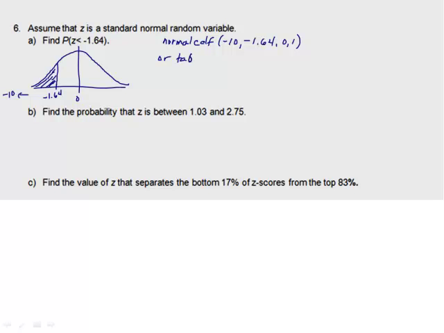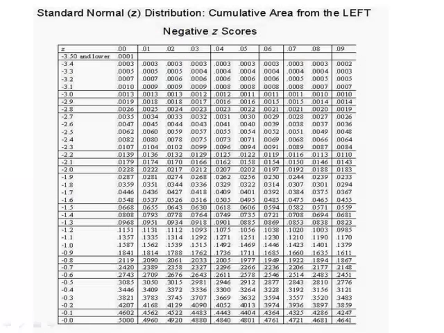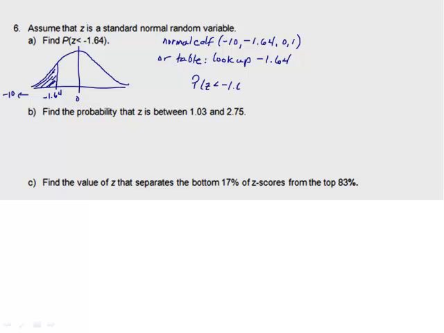Now if we use the table, since the shading goes to the left, all we have to do is look up our z-score, which is negative 1.64. And here's half of the table. If we find the negative 1.6 in that row and the 0.04 in that column, where they intersect is right there. So there's our value of 0.0505. That means our probability that z is less than negative 1.64 is approximately 0.0505. That should be close to what you get on your calculator.